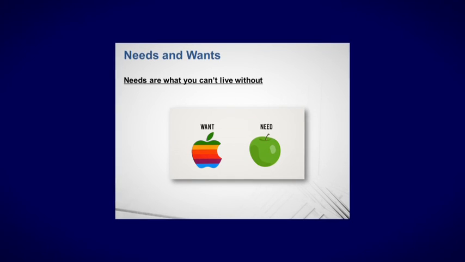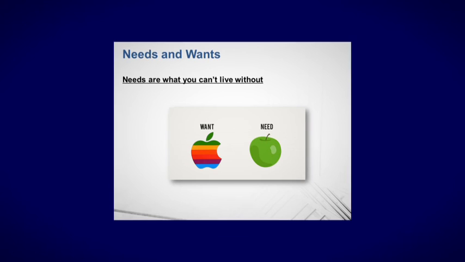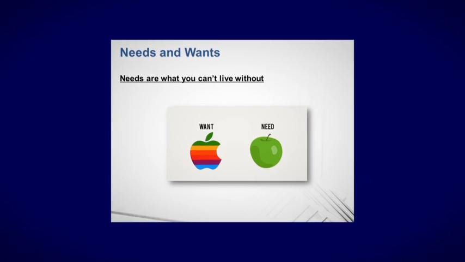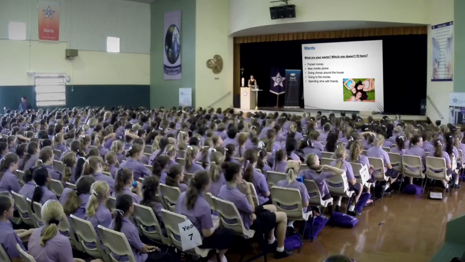And the next one on needs and wants is obviously a want and a need. So there's an apple and an apple. But you need the apple to eat for energy and to sustain yourself. An Apple Mac would be amazing, but do you need that? Is that going to keep you alive? Probably not.